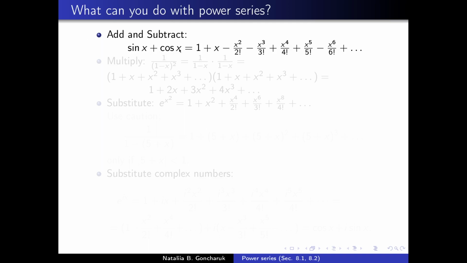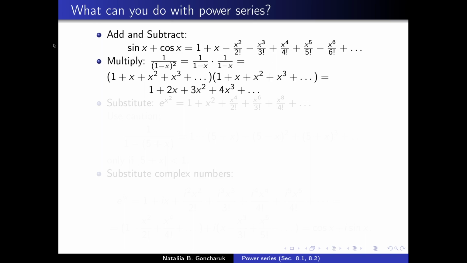I added sine and cosine, and this is their power series that represents the sum. So this is also a Taylor series. This is a Taylor series of this function sine plus cosine. I don't need to compute its derivatives. I just use the sum of the series for sine, the odd terms here, and the series for cosine, the even terms here. So it is easy to add and subtract power series.